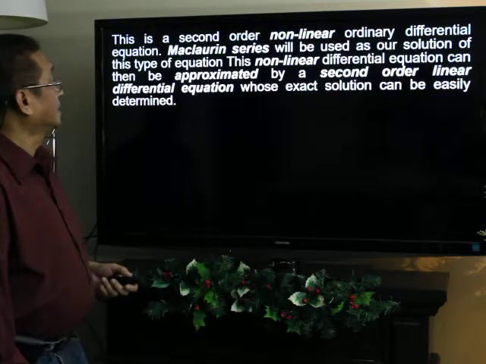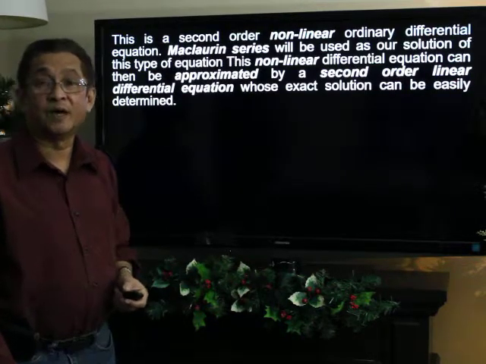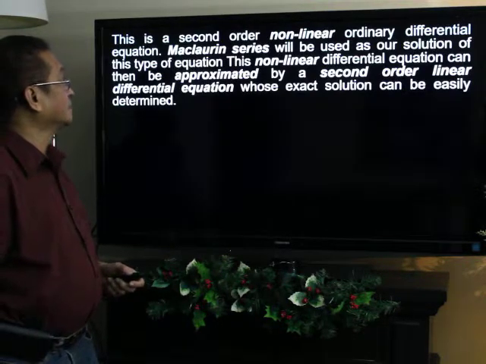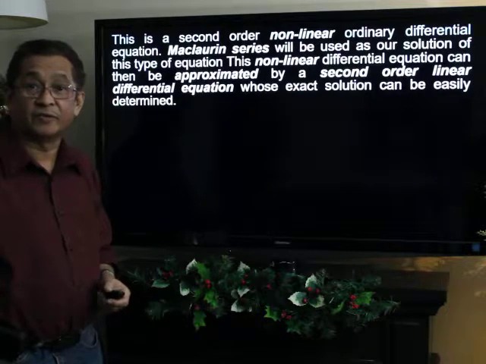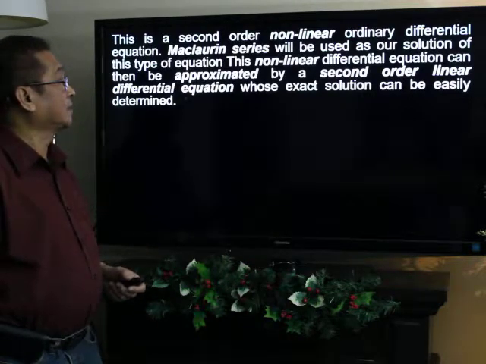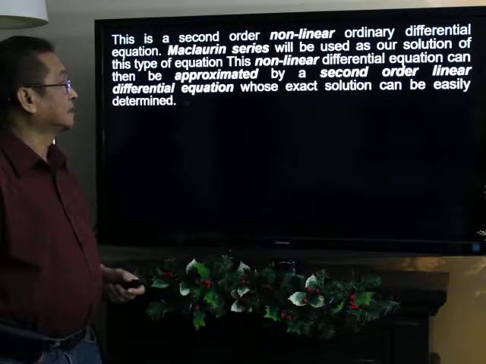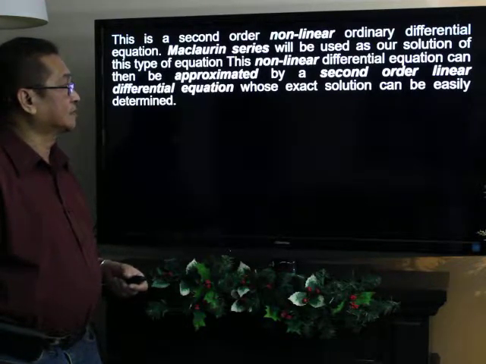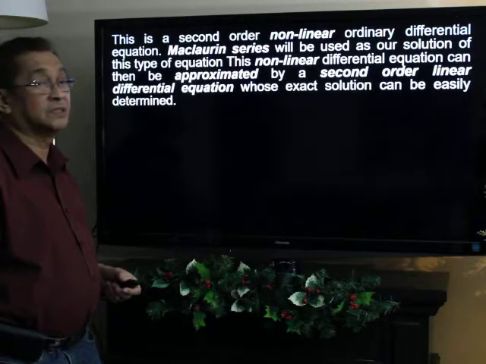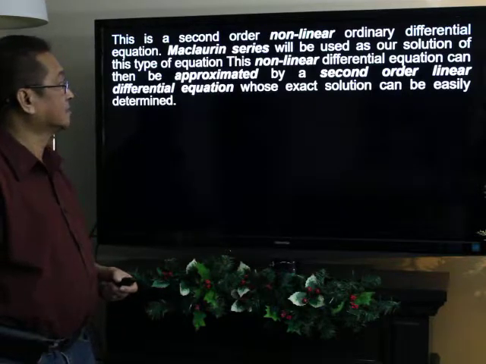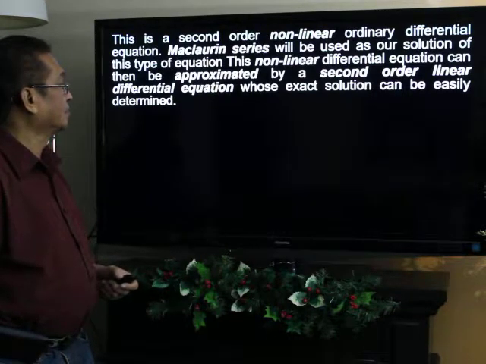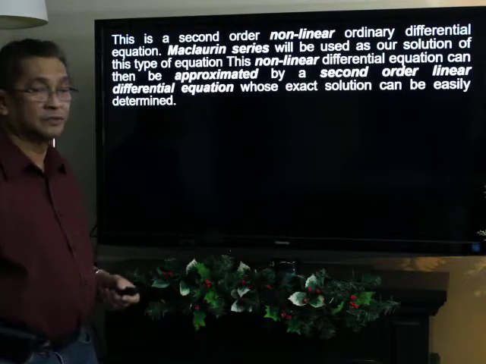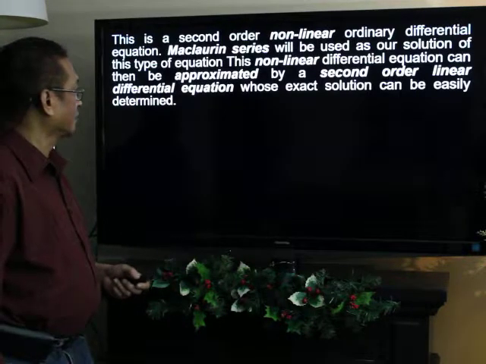This is a second order, nonlinear ordinary differential equation, which is difficult to solve. But we can approximate it as a linear differential equation of the second order using a Maclaurin series as our solution. And so we will be able to approximate it, and we can get an exact solution for the equation.